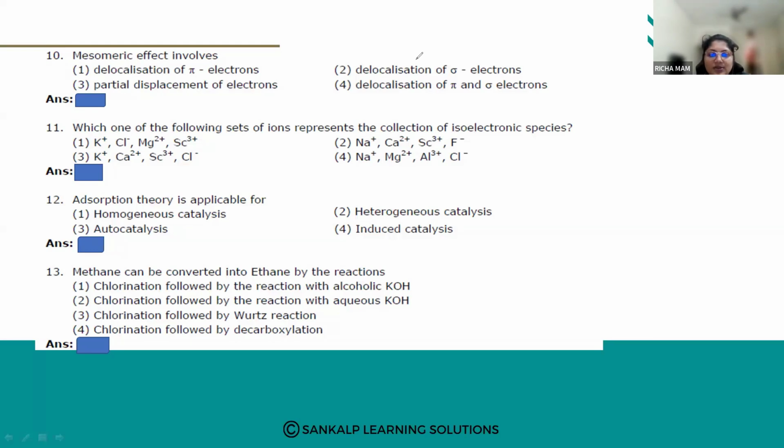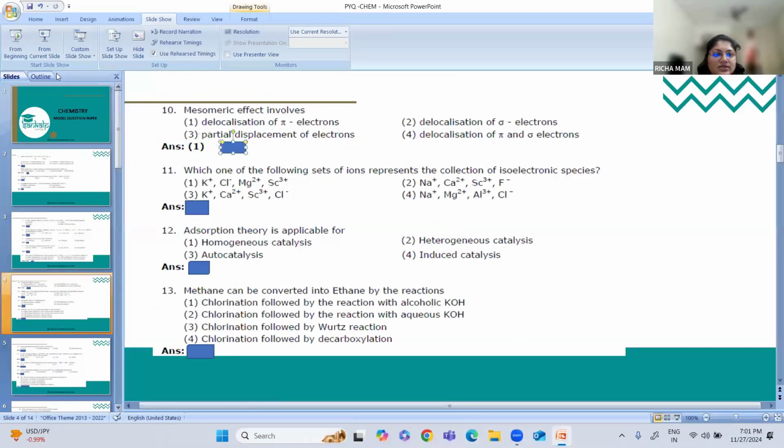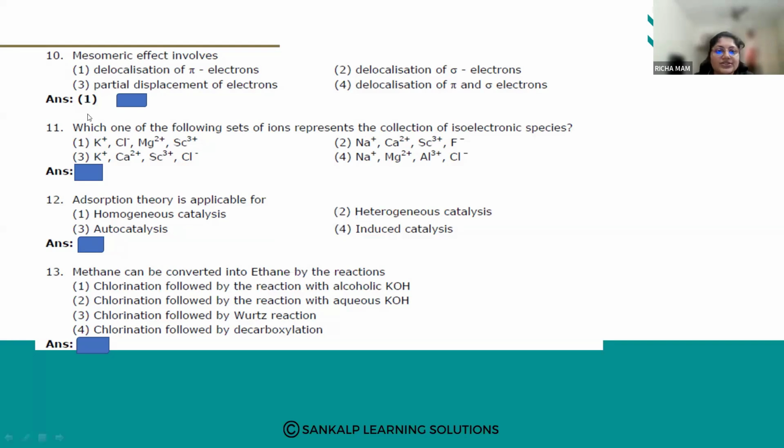Aditya, Vandana, Amulya have answered 1. Sri Varuni has answered the fourth one. The answer is the first one, correct. Delocalization of pi electrons is the correct answer. So the mesomeric effect involves the delocalization of pi electrons.